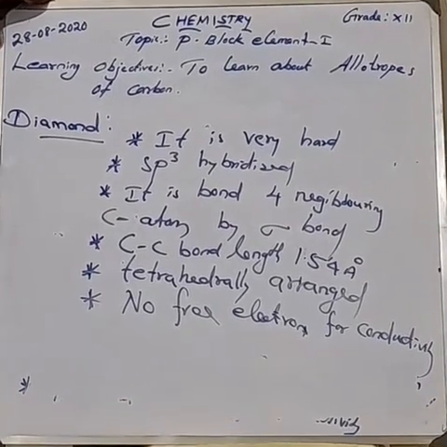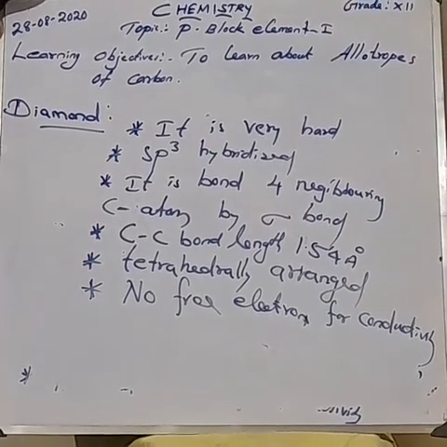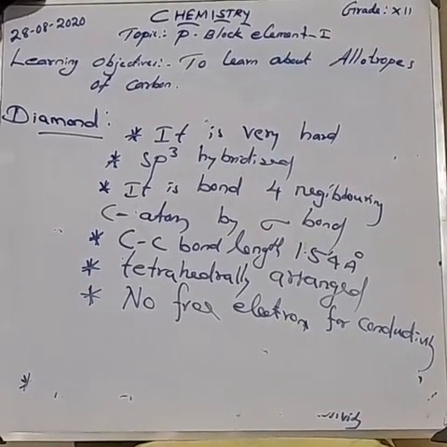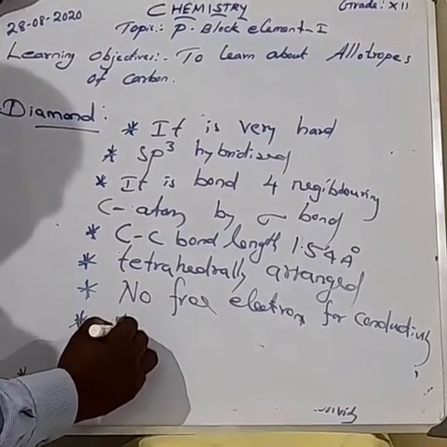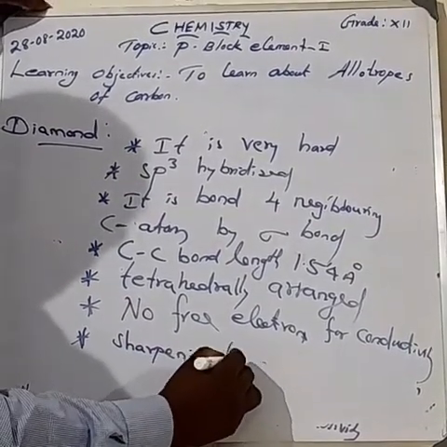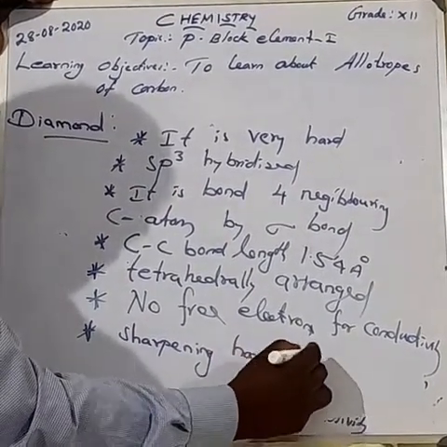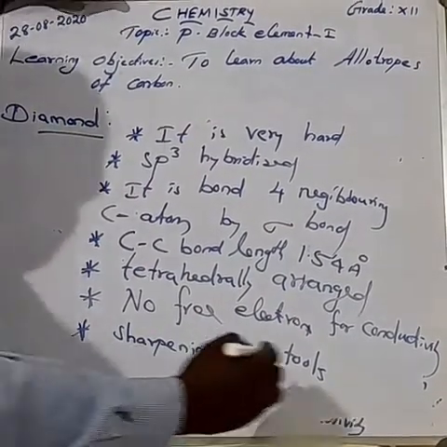So diamond has some applications. What are the applications? It is used for sharpening hard tools and cutting glass.